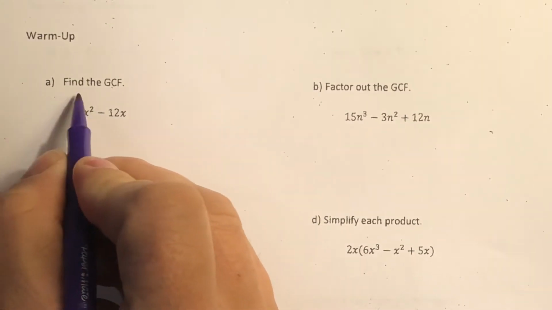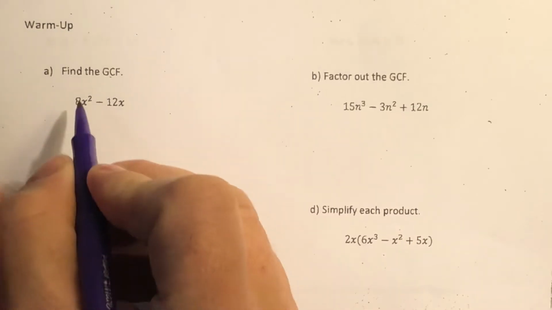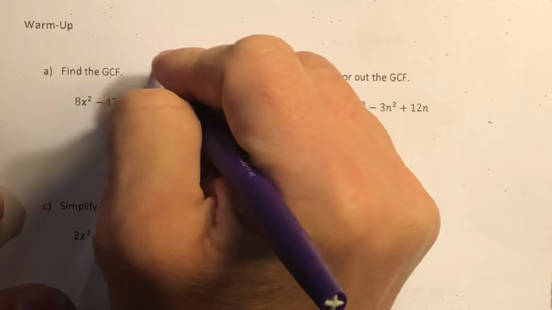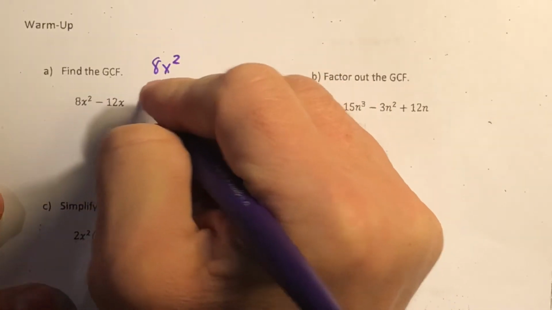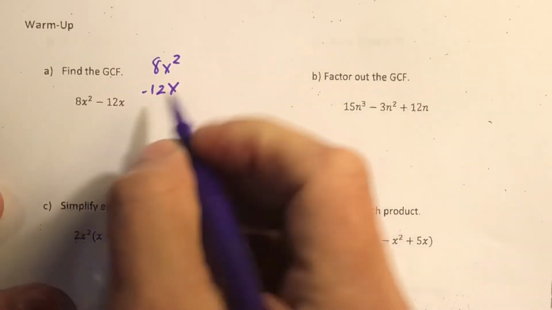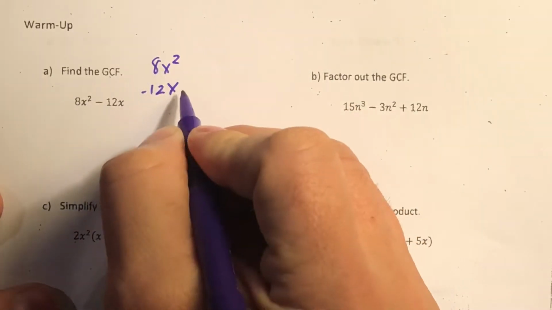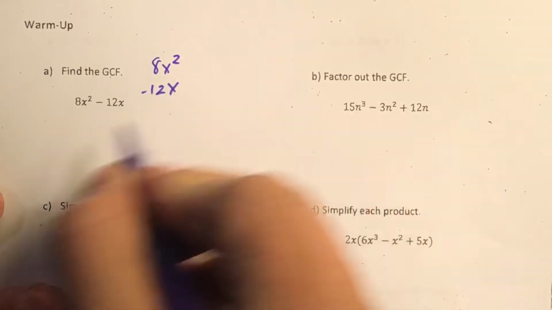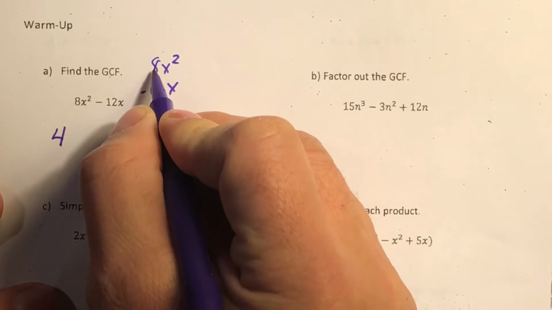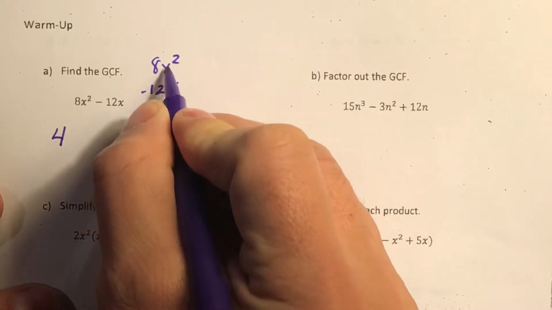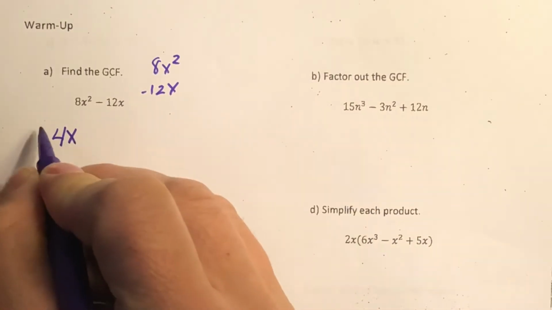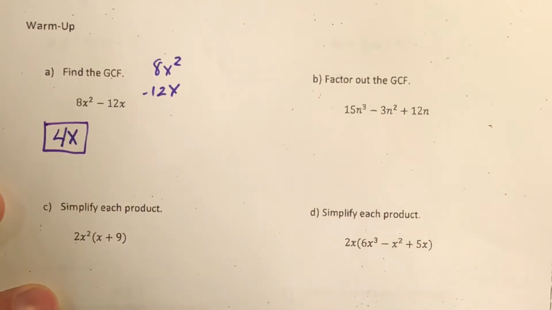All right, for the first one here, find the GCF. You guys know that is the greatest common factor. To think of it in another way, we're looking at these two terms to see which factors they have in common. Right off the bat, I can see that they both have a factor of 4. 4 goes into 8, 4 goes into 12, and they both have an x as well. So the GCF for this one would just be 4x.